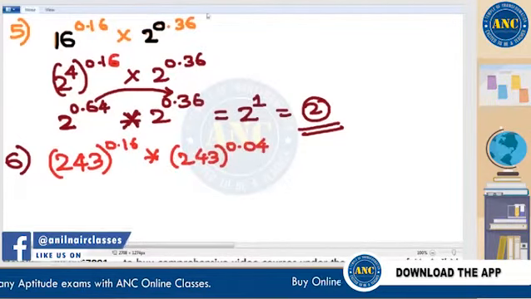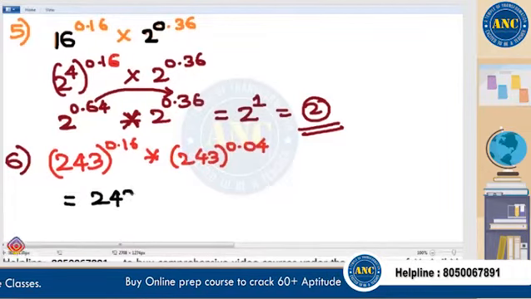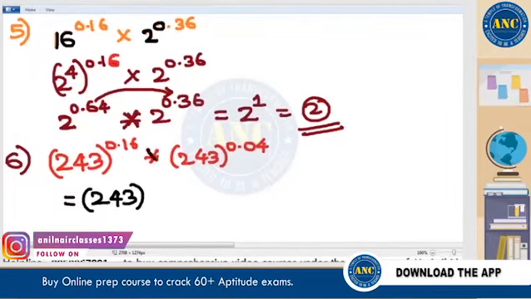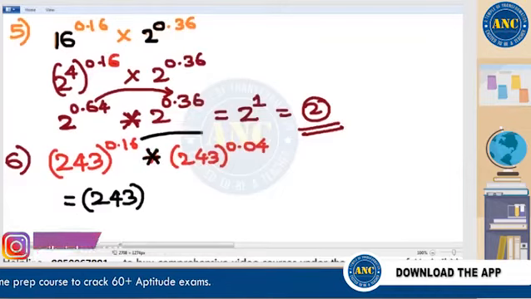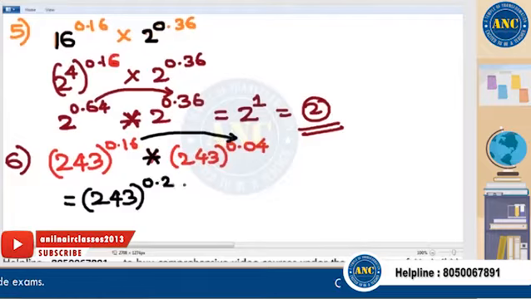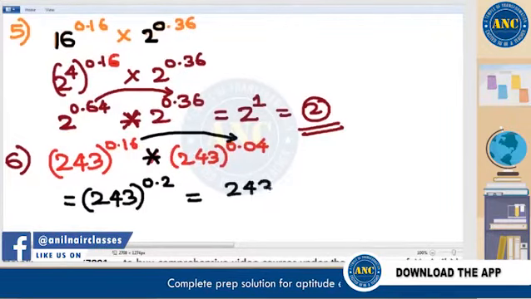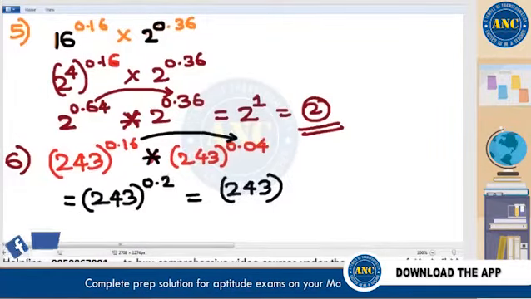Now see here, again the bases are same. Write down the same base, 243 to the power of, and if they are multiplied, add the powers. 0.16 plus 0.04 is 0.2. Now what can I do from this? This is nothing but 243 to the power of 0.2.